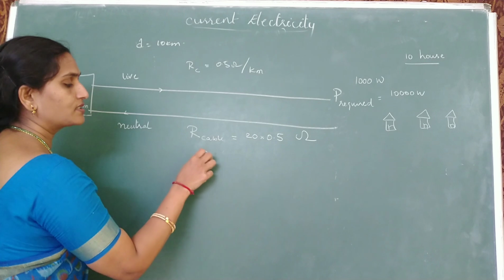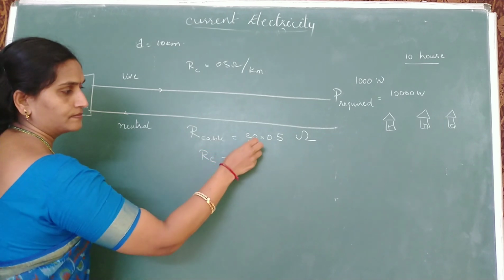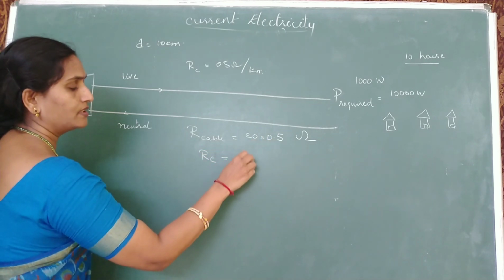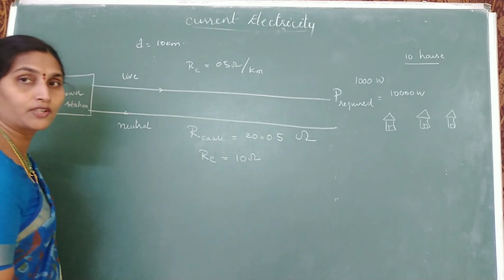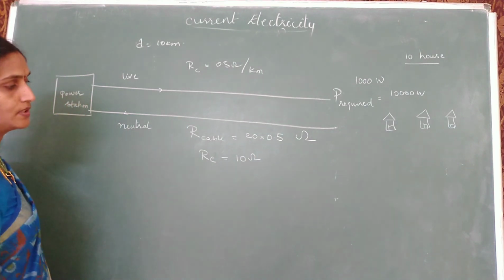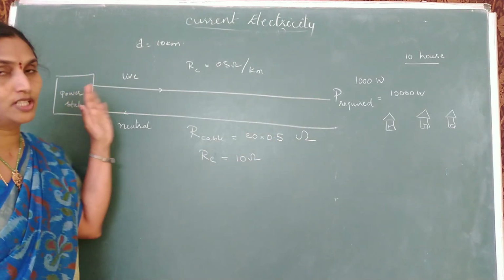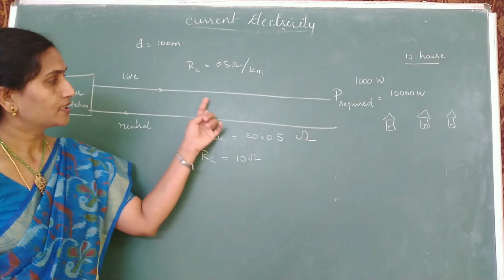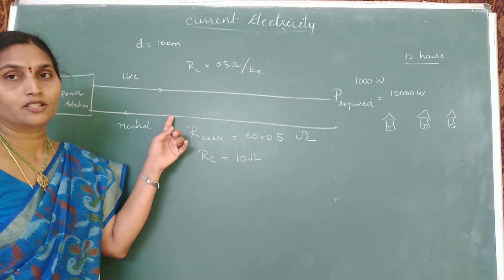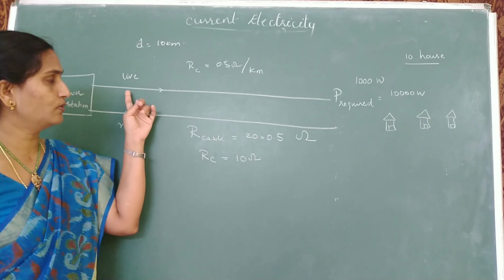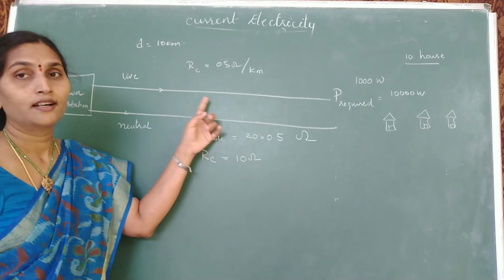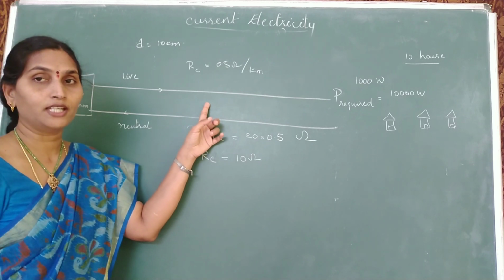So what is the total resistance of the cable? 20 into 0.5, it will be 10 ohms. Already we have taken a minimum possible value. So during this power transmission from the power station to the village, these wires will dissipate some energy in the form of heat. We know whenever current passes through a resistor, energy is dissipated in the form of heat.